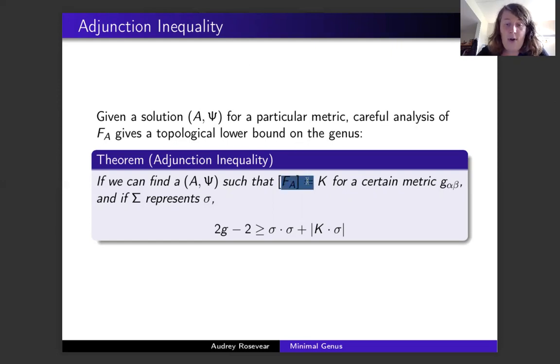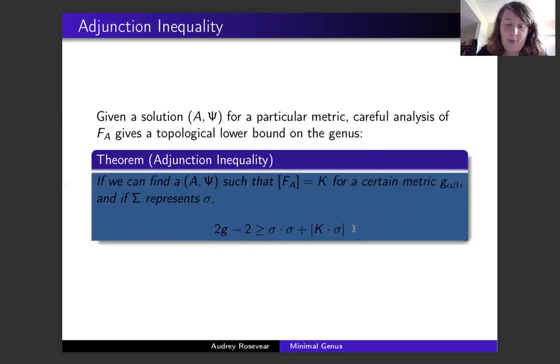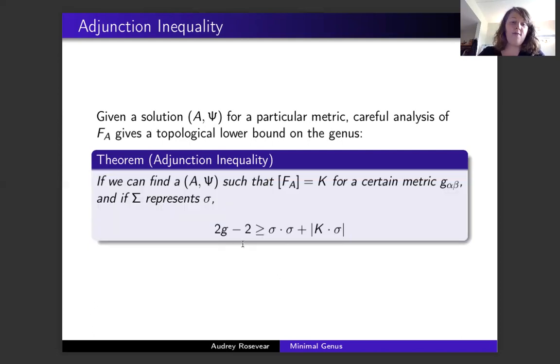So if F_A represents a class K and if you have a solution for a certain metric, then you get this purely topological formula for a lower bound on the genus in terms of the intersection form of sigma with itself, and then another intersection between K and sigma. So this is generally, the right-hand side, very easy to compute with some basic topological things. So this is a very easy theorem to use. The problem is it's very difficult to find a solution for a metric unless your Seiberg-Witten invariants don't vanish.